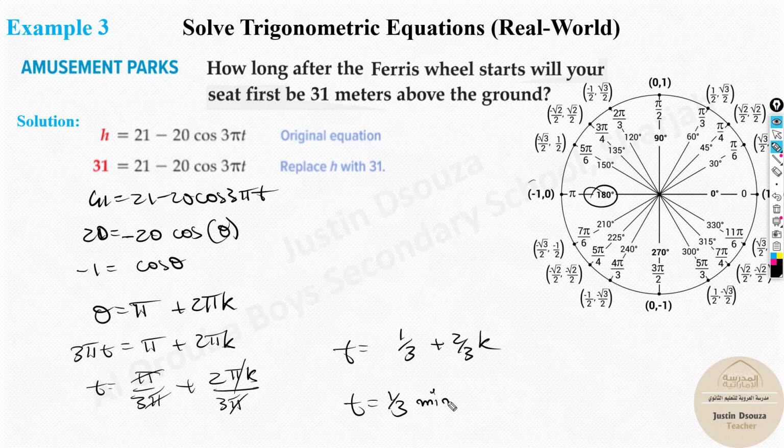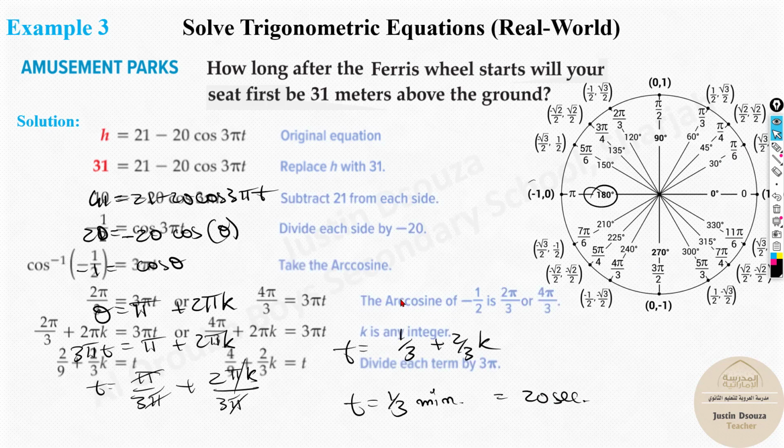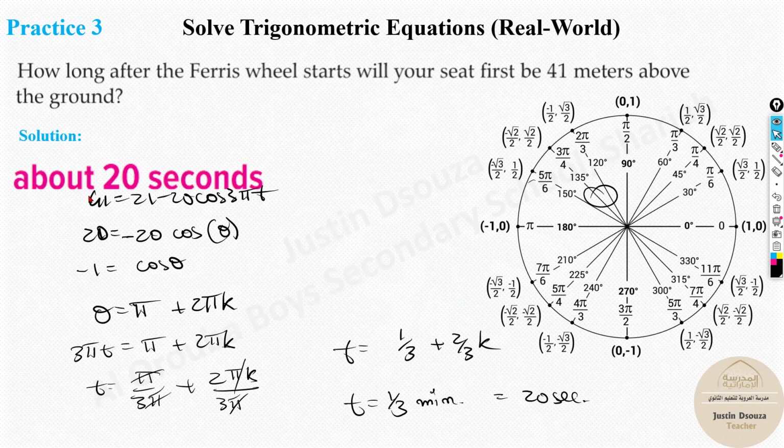This is minutes. 1/3 is 0.33. But if you multiply this by 60, it will be 20 seconds. That's the answer. It's either 1/3 of a minute or 20 seconds. We can see the answer over here is 20 seconds. It's exactly 20 seconds because we get 1/3. But if you write 0.33, it will be very close.